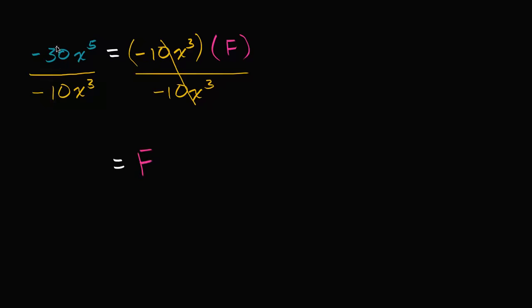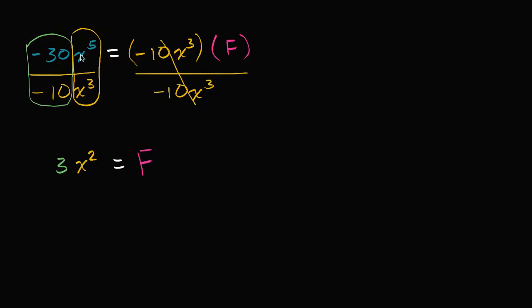And on the left-hand side, we can first look at the coefficients. We could say negative 30 divided by negative 10 is positive 3. So that's going to be 3. And then x to the fifth power divided by x to the third power, well, that's going to be x squared. You could either think of it in terms of our exponent properties. We would subtract these two exponents, x to the 5 minus 3, which is x squared.